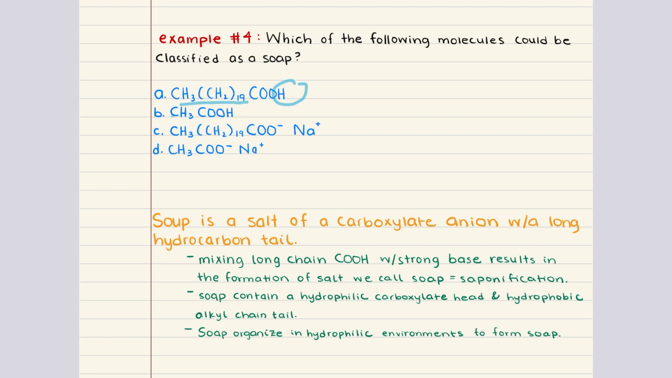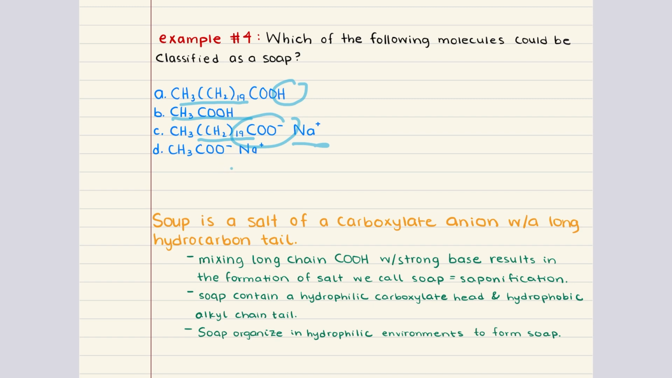For choice B, this is a very small molecule, only 2 carbons long. This molecule doesn't have a long enough hydrophobic tail to behave like a soap. We're looking for something with a long hydrocarbon chain. For choice C, we have a long hydrocarbon chain attached to a carboxylate anion that's paired with a sodium ion. This is exactly what we're looking for. It's a salt of a long-chain carboxylic acid, the precise structure of a soap.